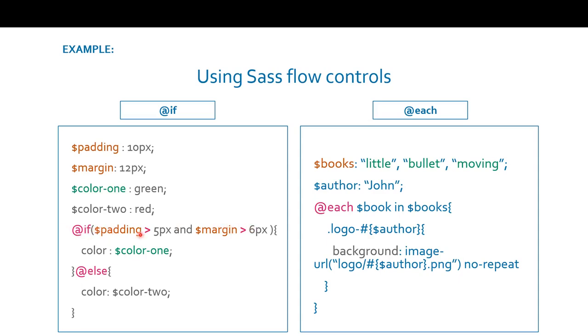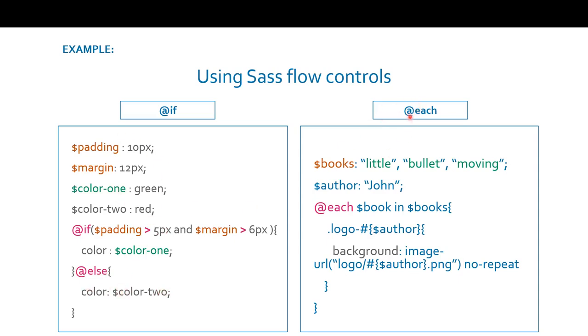So if the condition in the if part is not met, then the alternative code that should be evaluated should be the one in the else. So if this condition is met, this one will be evaluated. Else, if this condition is not met, this one will be evaluated. So that's basically how it works for @if.